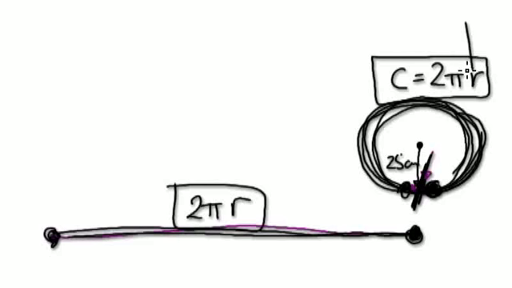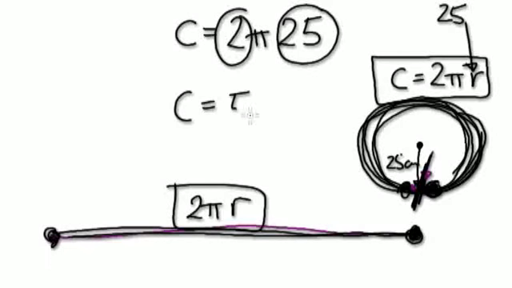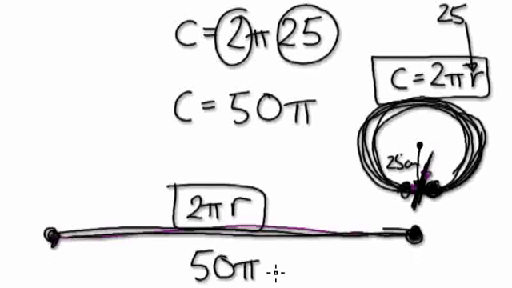Now the radius is 25 centimeters. So C equals 2 pi 25. We are working out the circumference of the wheel, so let's merge this. C would become 50 pi. So after one revolution, the distance traveled would be 50 pi centimeters.